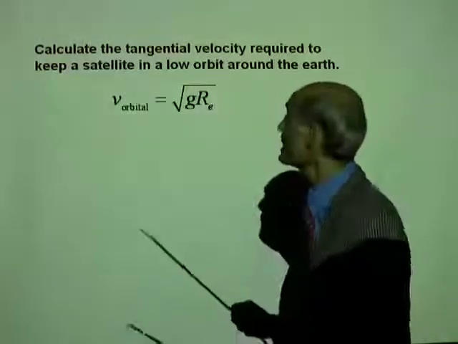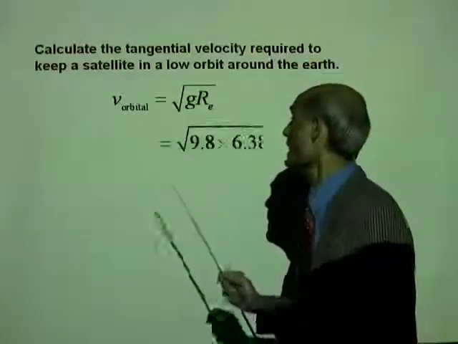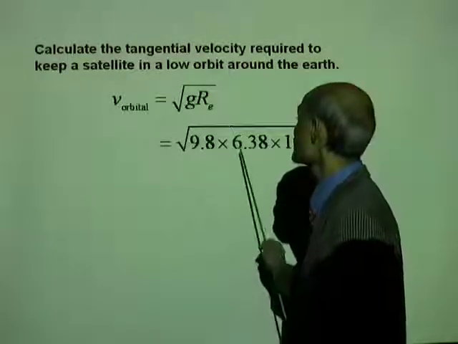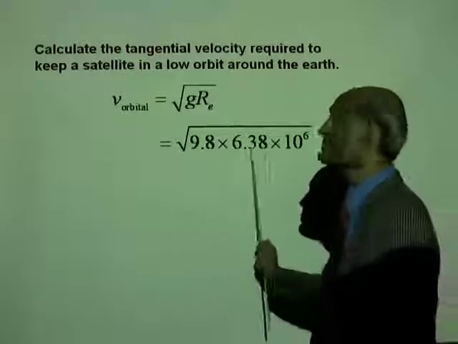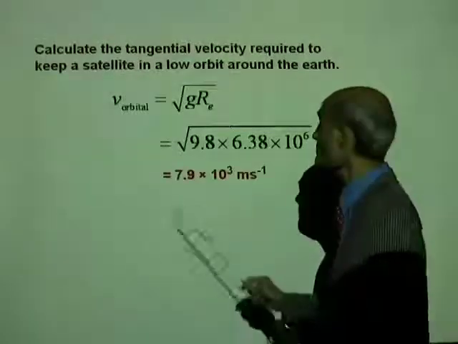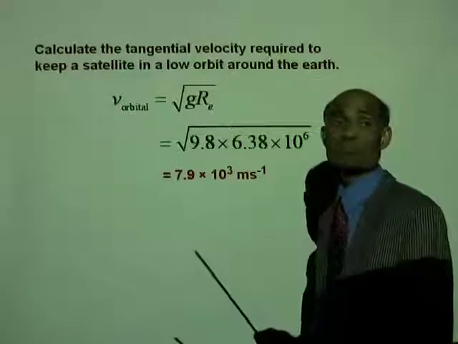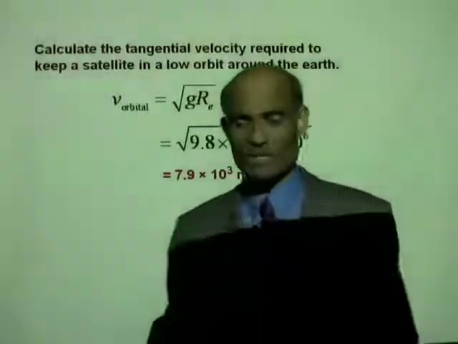V orbital equal to square root of GRE, and that is square root of 9.8 times 6.38 times 10 to the 6. That's the radius of the Earth. And that is 7.9 times 10 to the 3 meter per second, which is 7.9 kilometer.